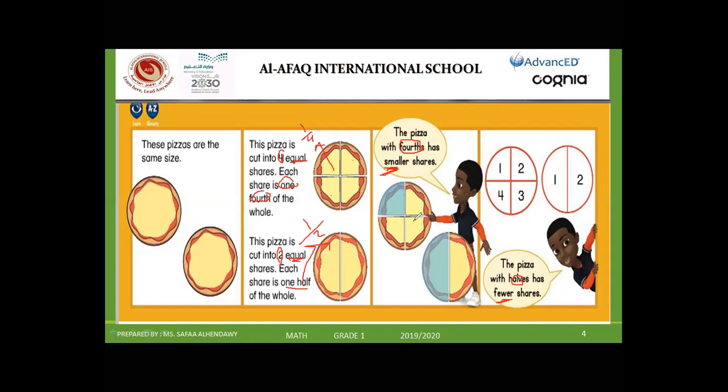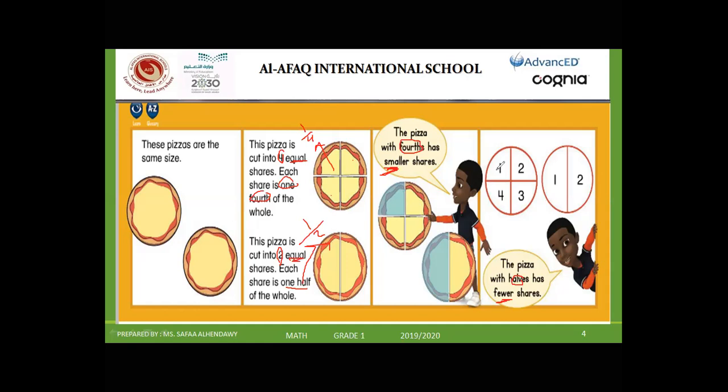Yes, you will find all the time in the fourths the number of the shares will be greater than the number of the halves. Yes or no? Yes. Okay. So now, this is our rule today. The more number of equal shares, the smaller size each share is. Excellent. Again, the more what, teacher? The more number of equal shares, here how many? Four. Means what? The smaller size each share is. I have here more shares, but each one of these, its size is smaller.